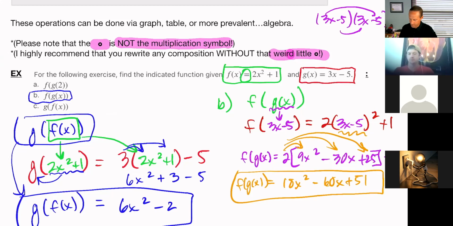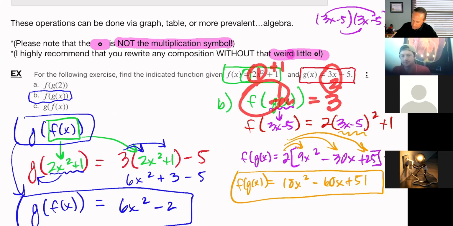How do we do A then? How do you add 2 from A? Yeah, so that's actually nice that we did it this way. You're going to do the same thing, but instead you would do g of 2. You would plug in the 2 to your g function. And when I plug in 2 there, I'd get 6 minus 5, which is 1. So now I got f of 1. And now I plug the 1 in here and square it, multiply by 2, and then add 1. So my answer is 3.